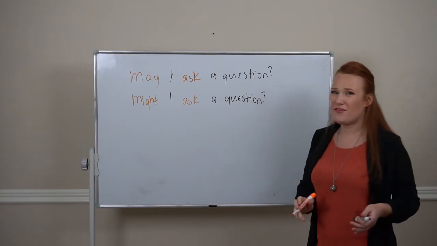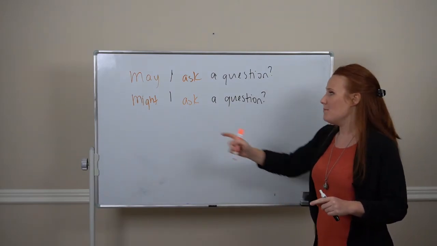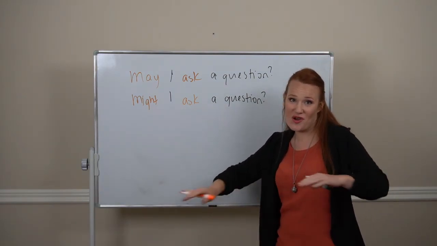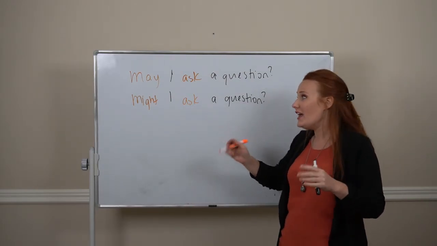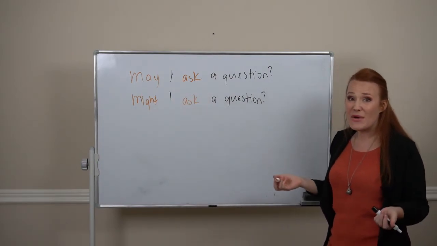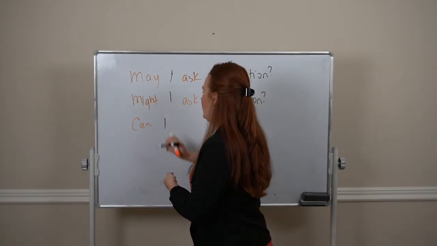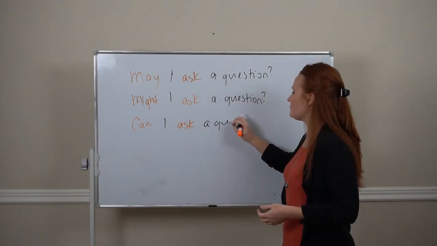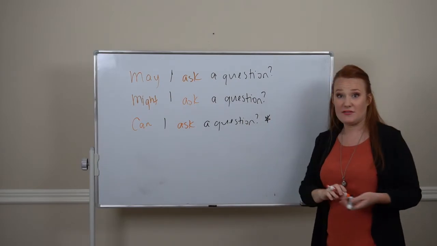Now, these are both fairly formal ways to ask for permission, but might is like crazy, crazy formal. Nobody uses might. Very old-fashioned. So you can use may. It's still very formal and polite, but most Americans will use can to ask for permission. Can I ask a question? Gonna be the most common for Americans here.